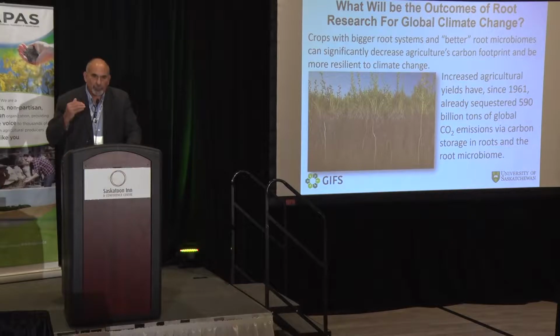In breeding for bigger and better root systems with better root microbiomes, and I'll get to that in a few slides, I think we certainly have the potential to significantly decrease agriculture's carbon footprint and also generate crops that are more resilient to climate change. And as Morris had pointed out, just from the root side of crops alone, there have been billions of tons of carbon sequestered in roots since the dawn of modern agriculture around the 1960s.